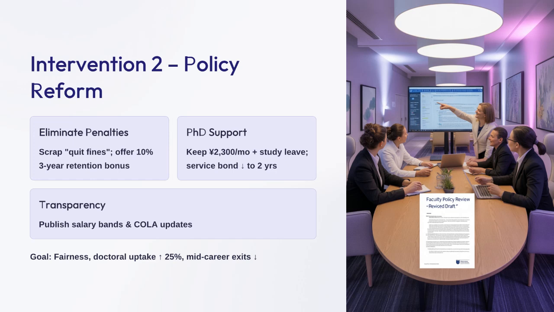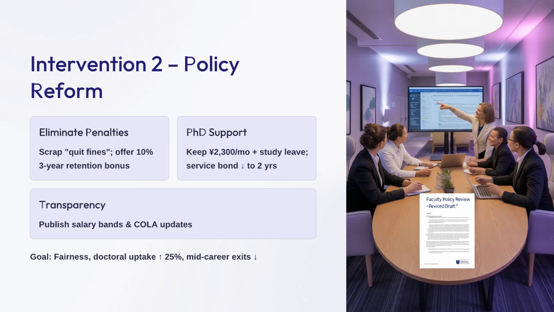And next one is transparency shield. Publish salary bands, promotion criteria, and cost of living adjustments on a public internet dashboard, updated each semester. And next one is the performance realignment. Shift the weightings: 40% teaching innovation, 30% research, 20% community engagement, 10% service.